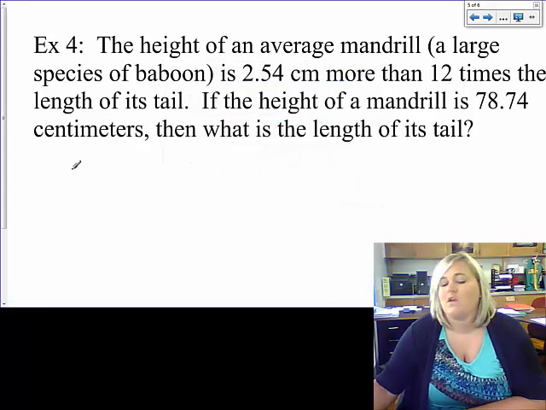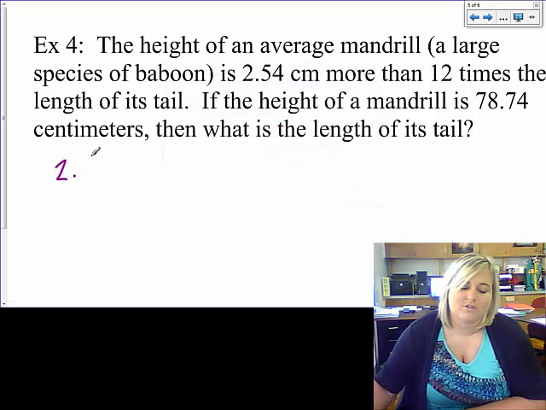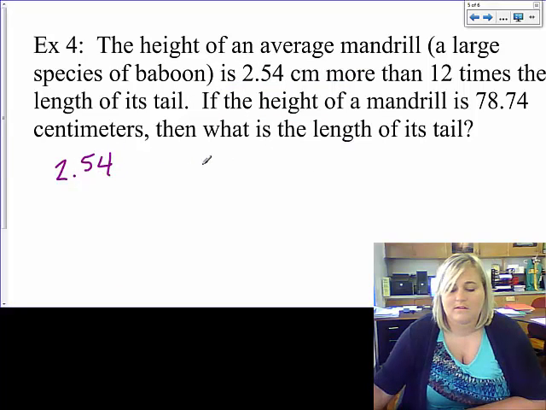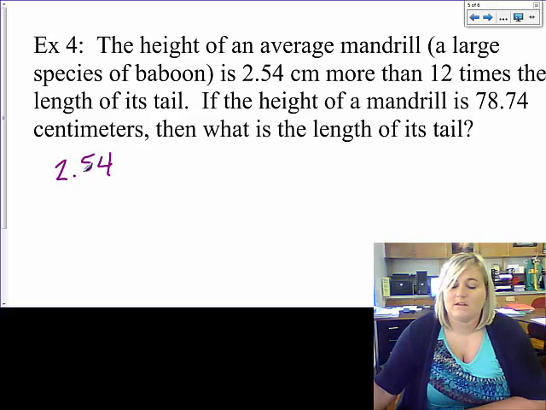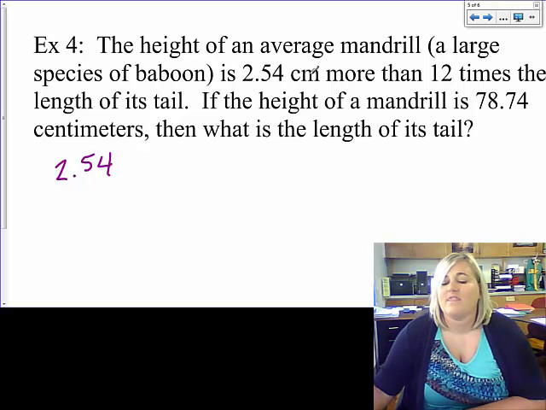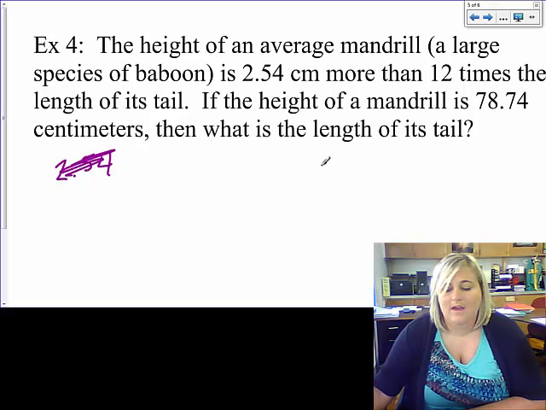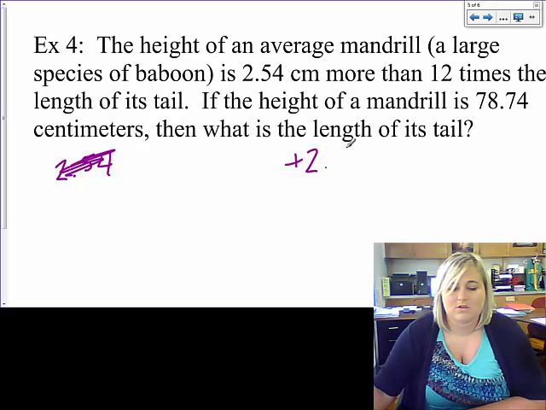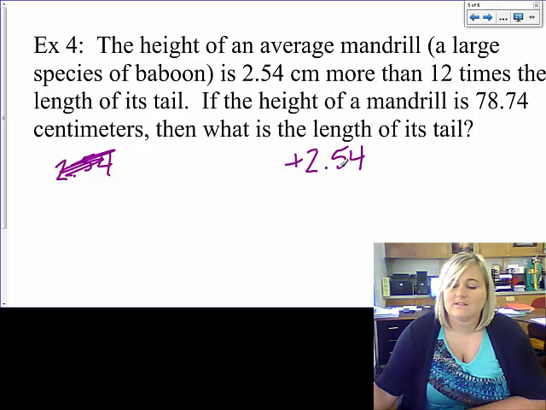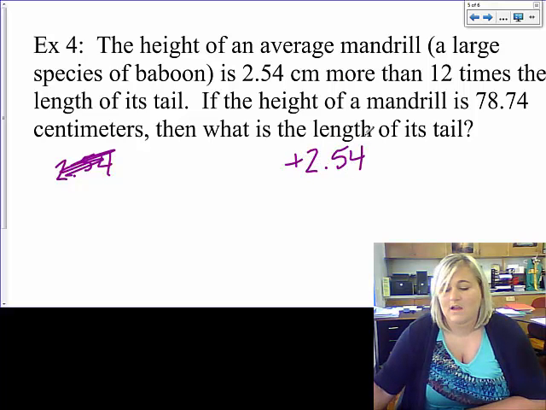So I have 2.54 centimeters more than 12 times the length of its tail. More than means I'm adding it to this, okay? So I shouldn't have written it like that. I'm adding it. Okay, so this means 2.54 more than 12 times the length of its tail.